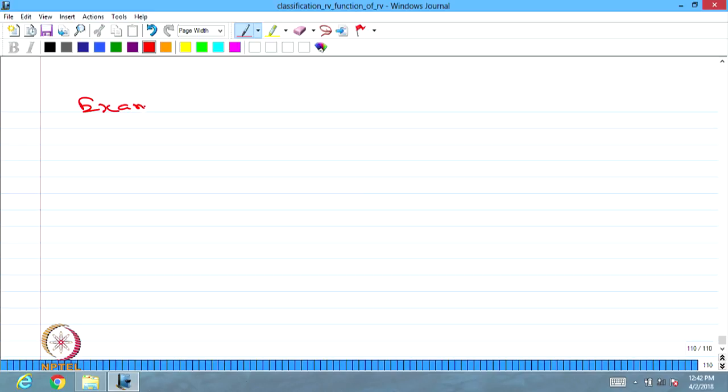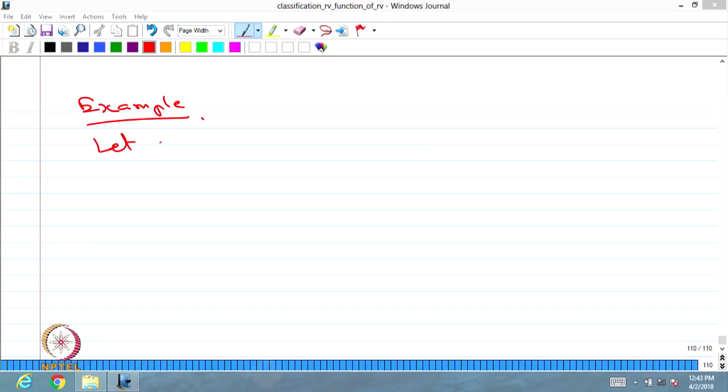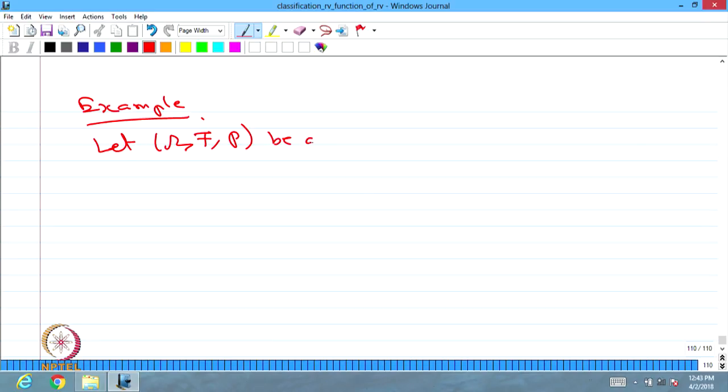We will go through an example for this. Let omega, F and P be a probability space.